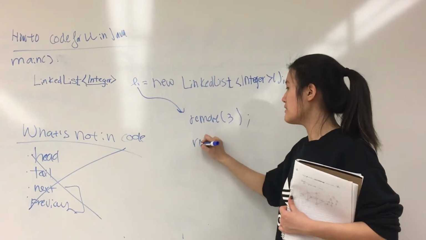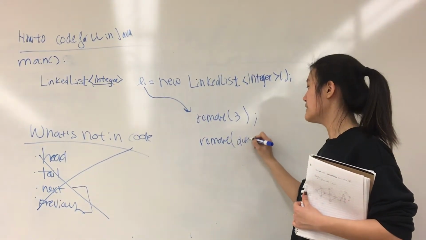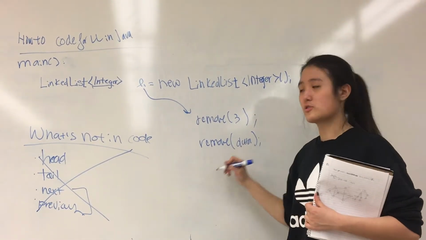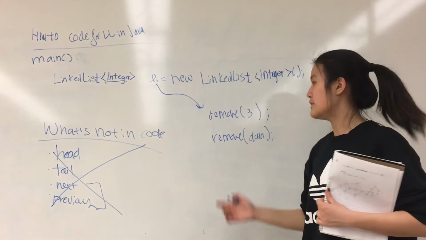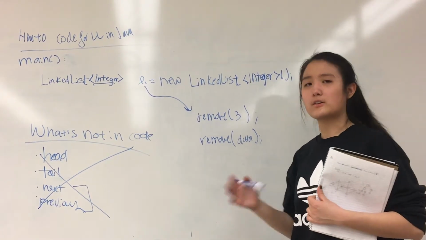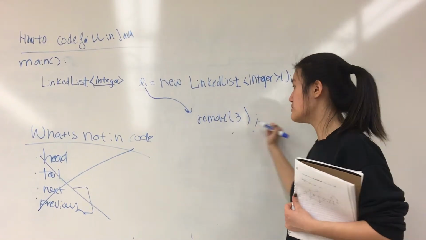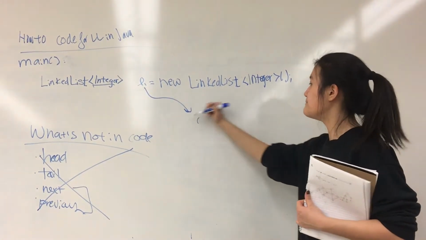Or I think they also provide, if you have data, you might also be able to just say if you have an element with data called 3, then you can remove that node that has that data 3. I'm not sure if that's true, but there is something like that so that you don't have to iterate through it yourself, but you actually can.